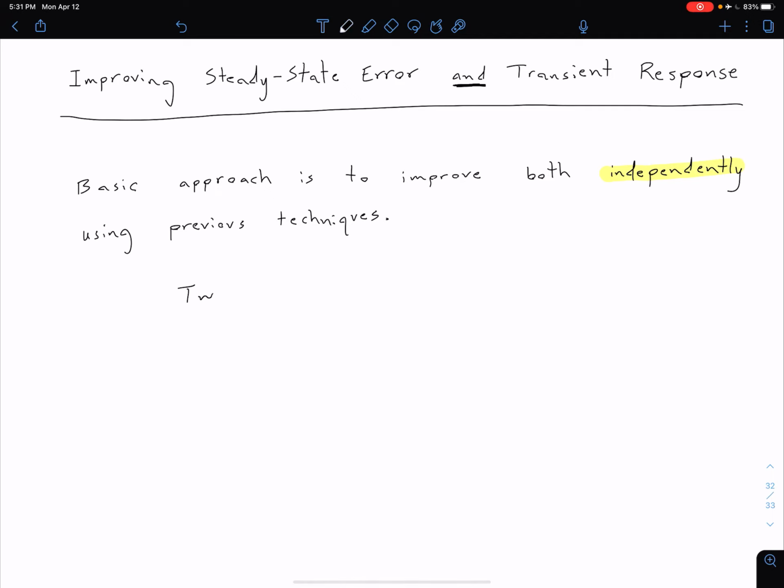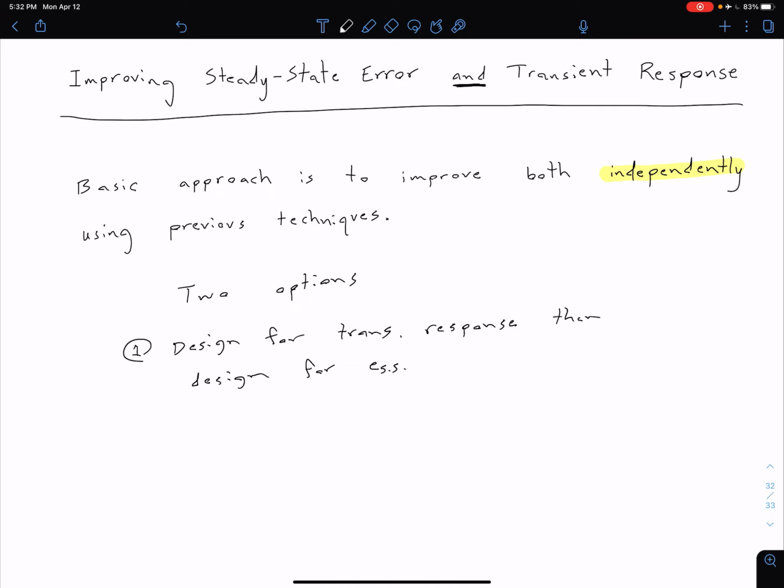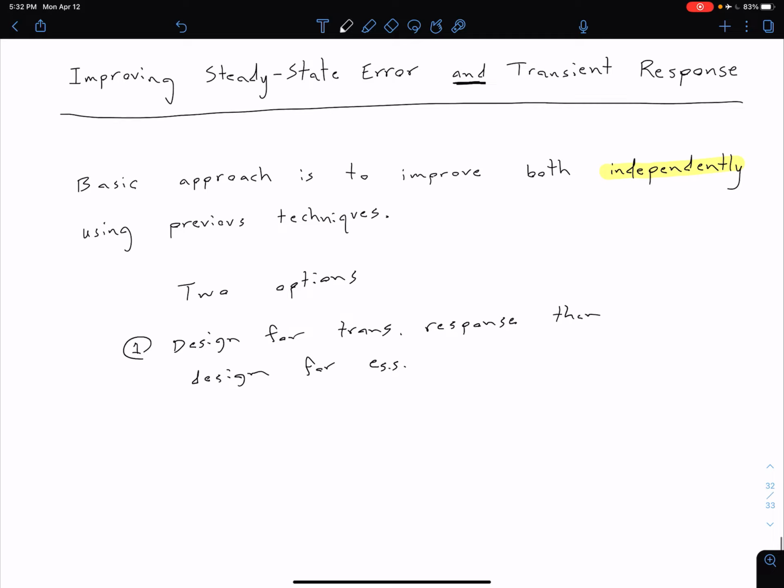What that means is we're going to have two general approaches, or two options, as we solve these types of problems. Our first option is to start by designing for our given transient response. Maybe we want to decrease our settling time or our peak time by some percentage. Then once we've done that, we can design for our desired steady state error. Maybe we want to increase the system type, or maybe just decrease the finite error by some amount.